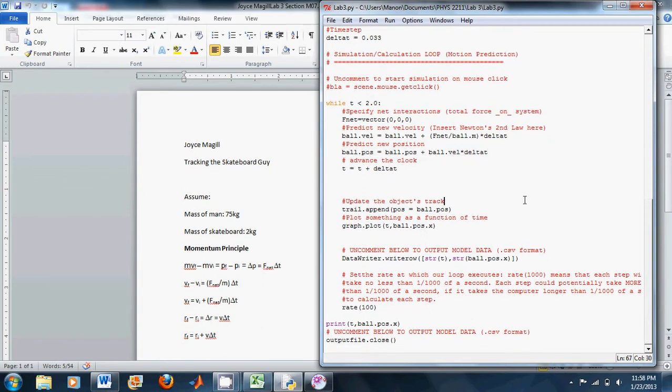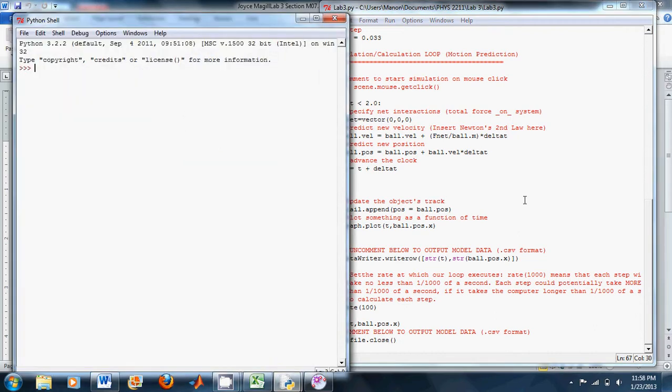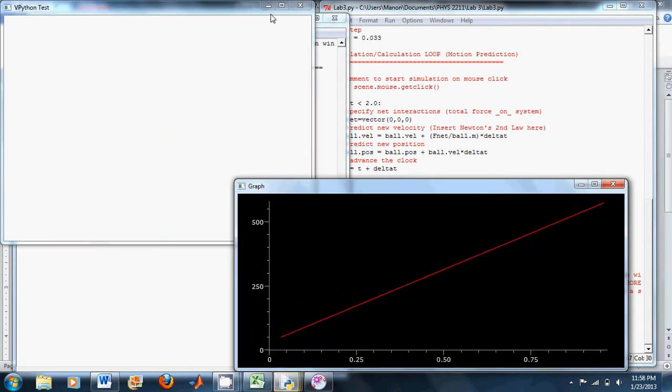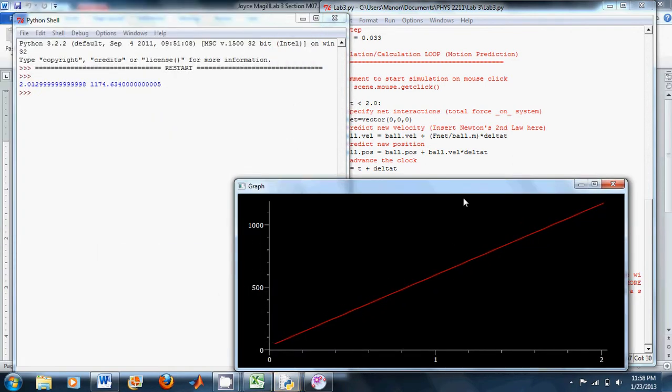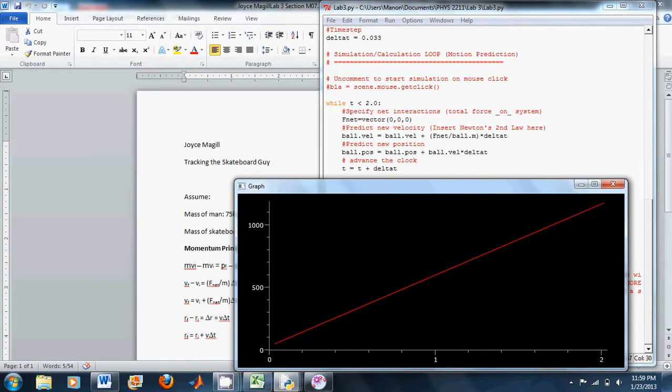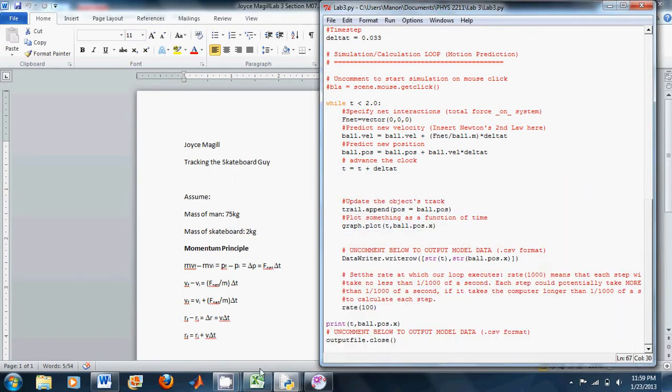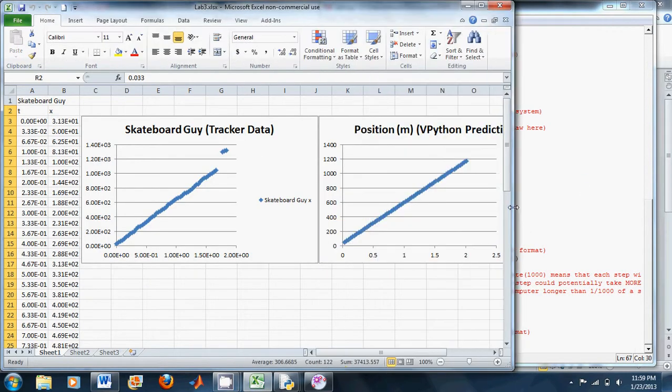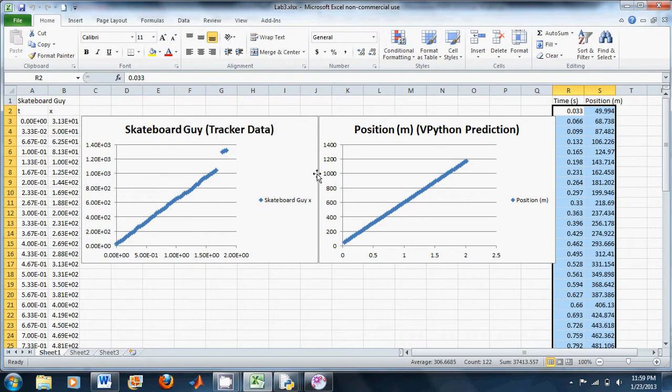So after setting all that up, we run this, and here's our graph. And I took that data and I put it into the Excel sheet, which is given here. So here you can see on the left is the Tracker data, which is the actual data, and on the right is the predicted position by VPython.